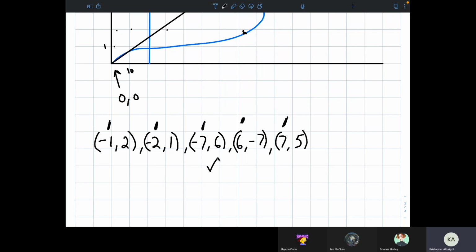If they did repeat, if we had -1, 3, then we look and we say, okay, -1 up here, -1 back here, are these the same?